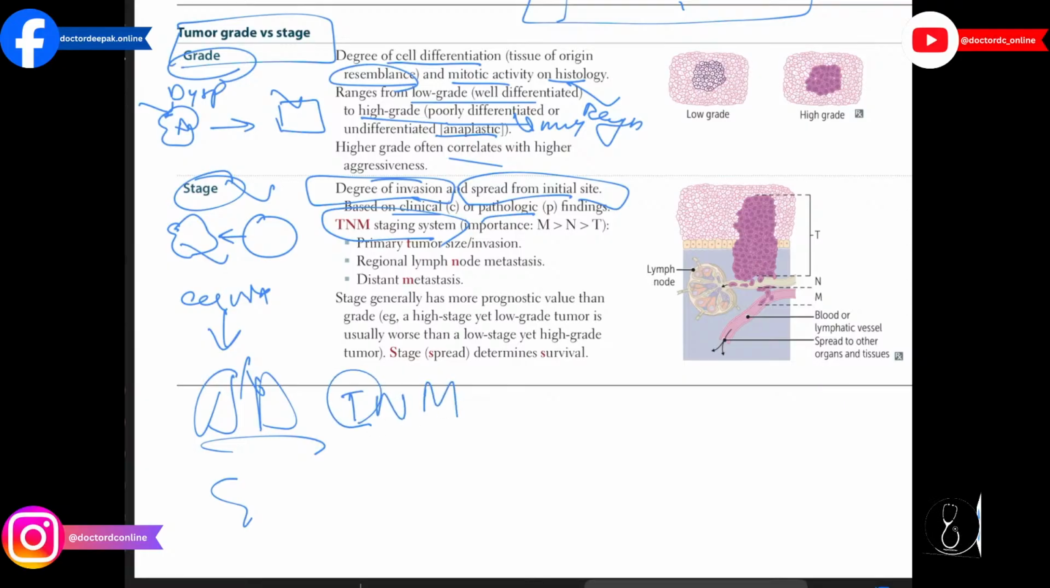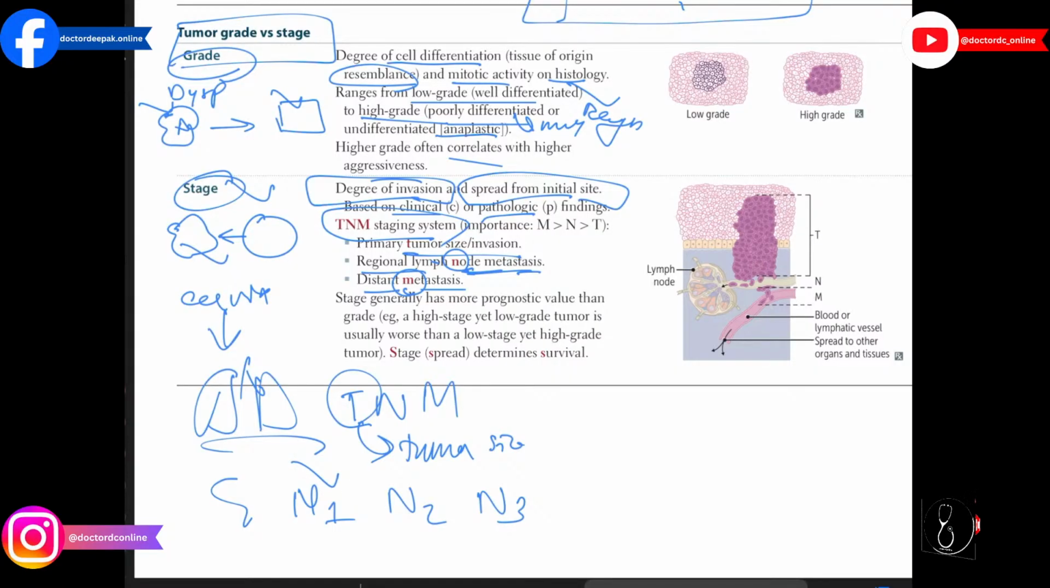The TNM stands for T for tumor size, N for regional lymph node metastasis, and M for distant metastasis. M stands for metastasis to other organs, and N stands for number of metastatic lymph nodes. How many lymph nodes? For example, N1, N2, N3. N1 means one lymph node involved, N2 means two lymph nodes are involved, and N3 means three lymph nodes are involved. M tells how many organs are involved.